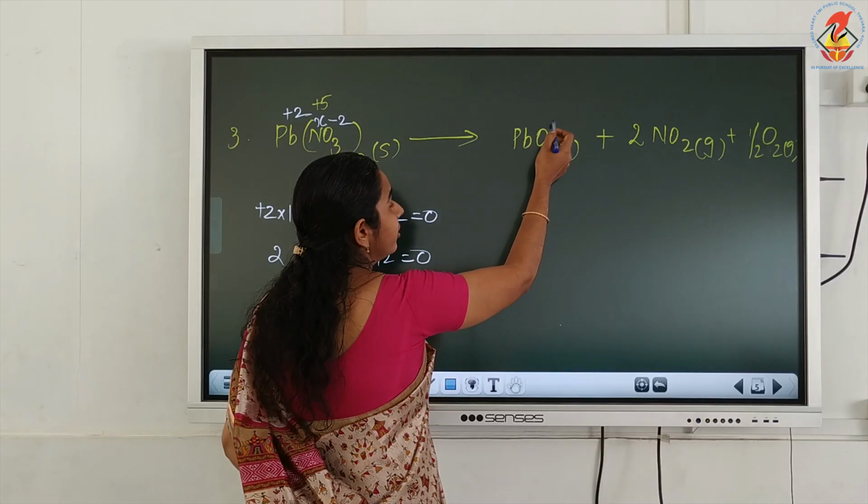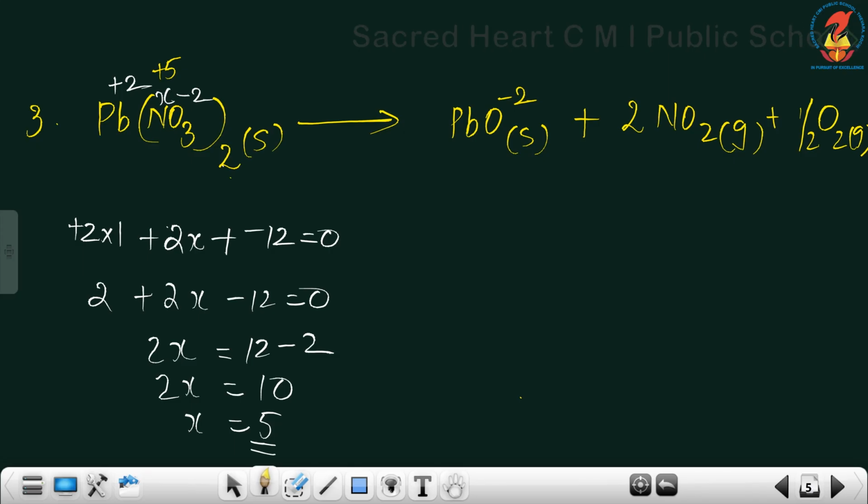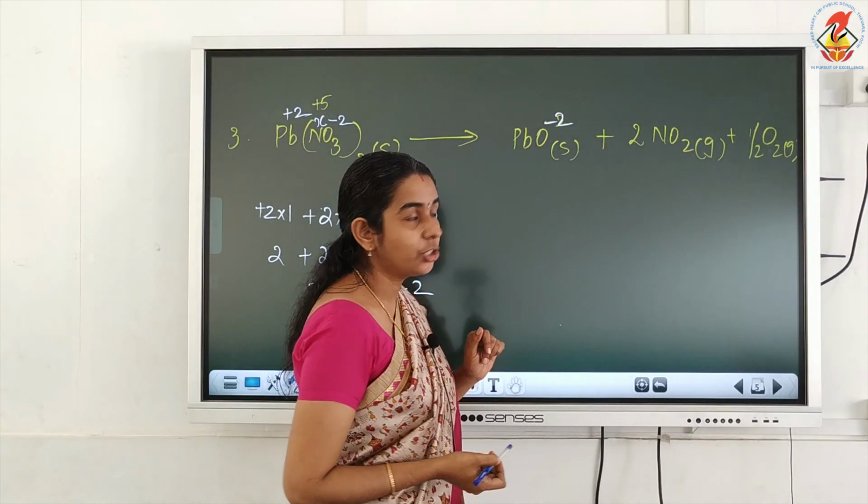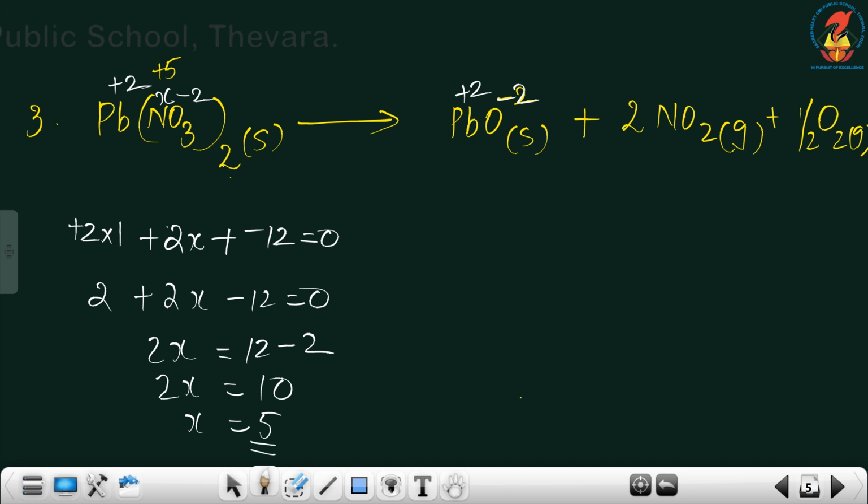Now on the right hand side, oxygen is -2. Since it is a neutral species, the sum should be equal to 0. We have only one oxygen, so -2 into 1 is -2, so lead should be +2 into 1, +2. Plus 2 plus -2 is 0. Now in the case of NO2, oxygen is -2 into 2, -4, so for nitrogen it should be +4 because we have only one nitrogen. O2 is in the free or uncombined state, so its oxidation number will be 0.